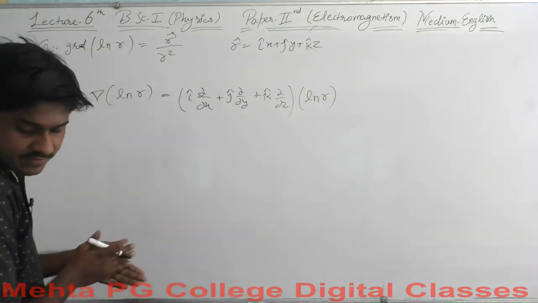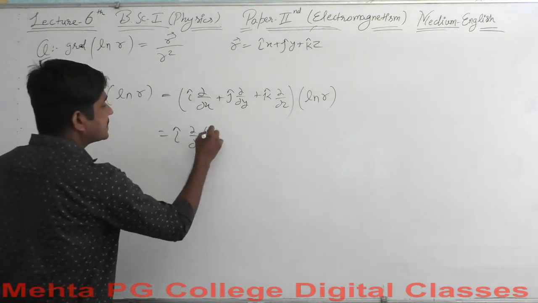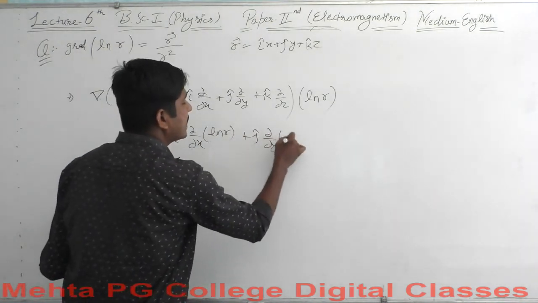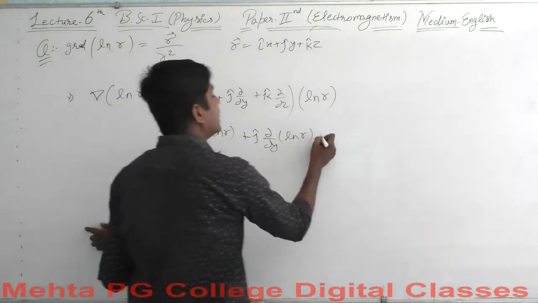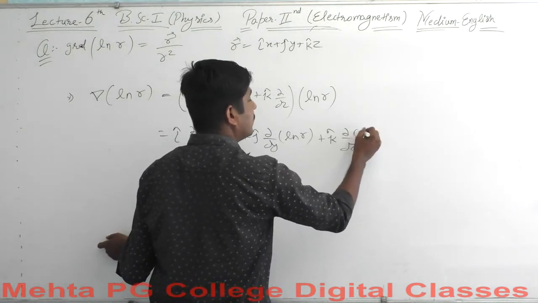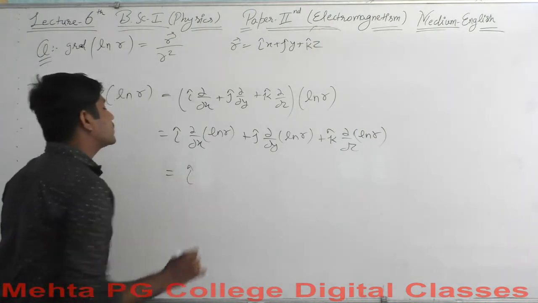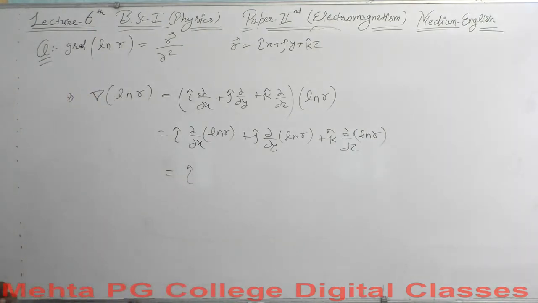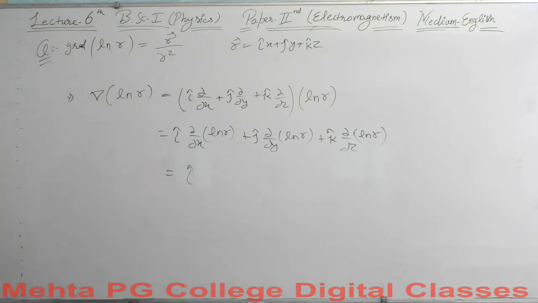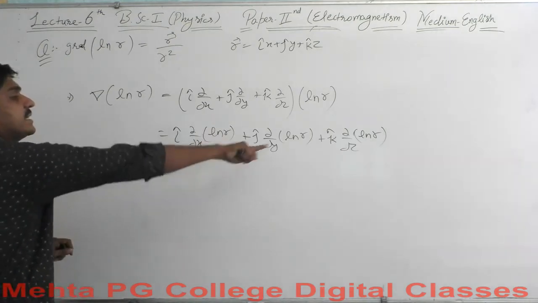Let's differentiate ln of r: i cap ∂/∂x ln of r plus j cap ∂/∂y ln of r, again k cap ∂/∂z ln of r. So let's start. What is the derivative for log? Every time the derivative for log is 1 over the quantity, and you know the value of r again. Let's say we will find out for this and then use those.